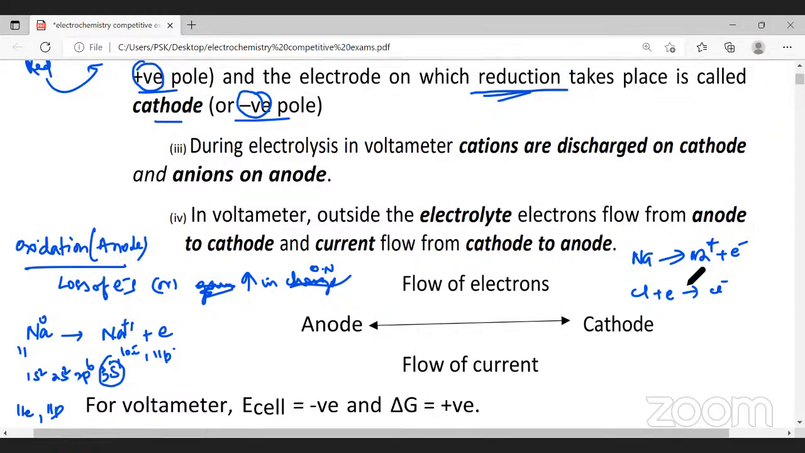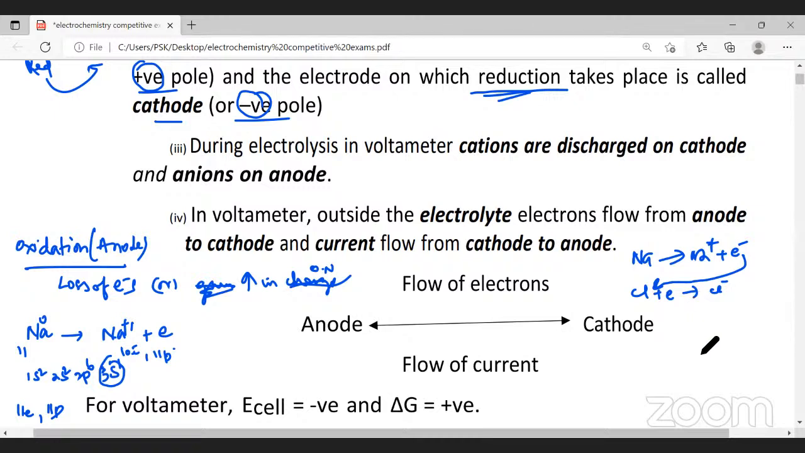Sodium is highly reactive, no doubt. But neutral sodium will not give up an electron if some other element is not in a position to receive it. Now the electron is received by this chlorine. Therefore, chlorine gains what charge? Negative charge.